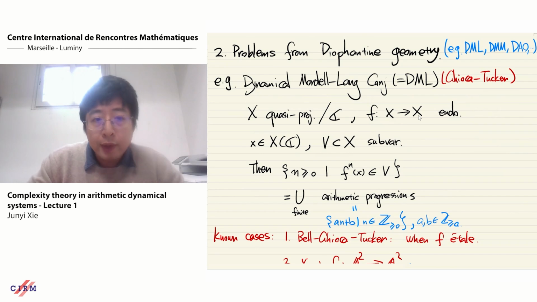And this problem is very open. So only some special cases are known. I think one important case was proved by Bell, Ghioca, and Tucker, when F is étale. And another case was proved by me, when F is an endomorphism of A^2.